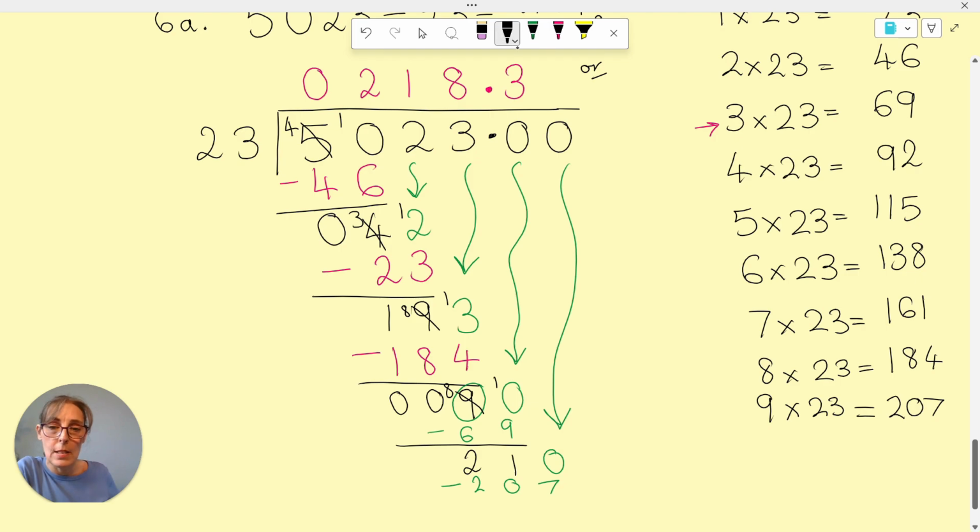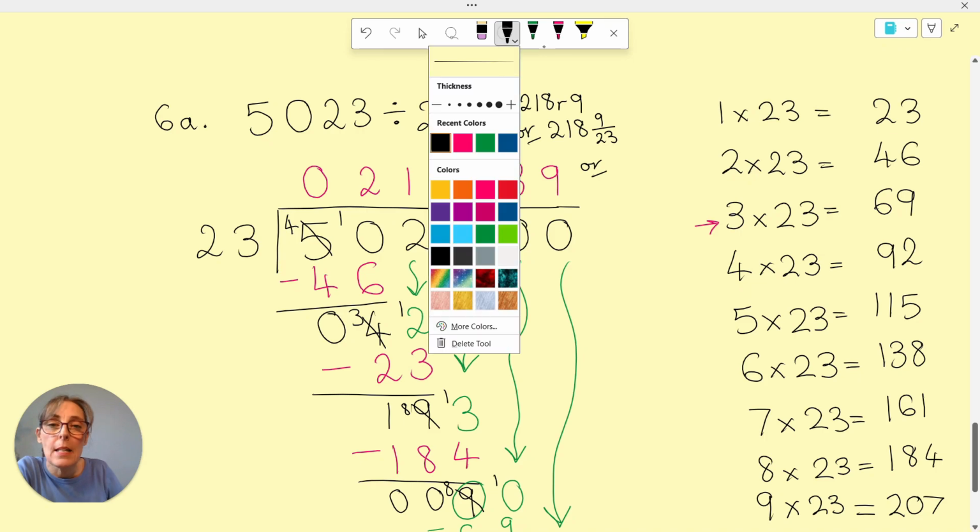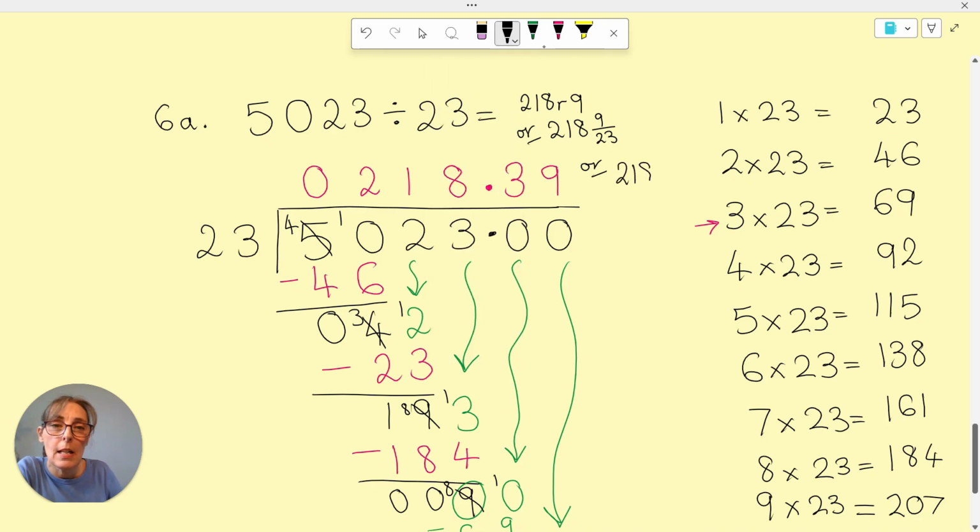And what didn't I do? Yeah, I didn't put how many. That's 9 lots. So we've got cross out, carry. 10 take away 7 is 3. That's 0 take away 0, 2 take away 2. So we've got a remainder of 3, but we don't need to write it on because we have already done that. So our answer to 2 decimal places is 218.39. Let's do 6B.